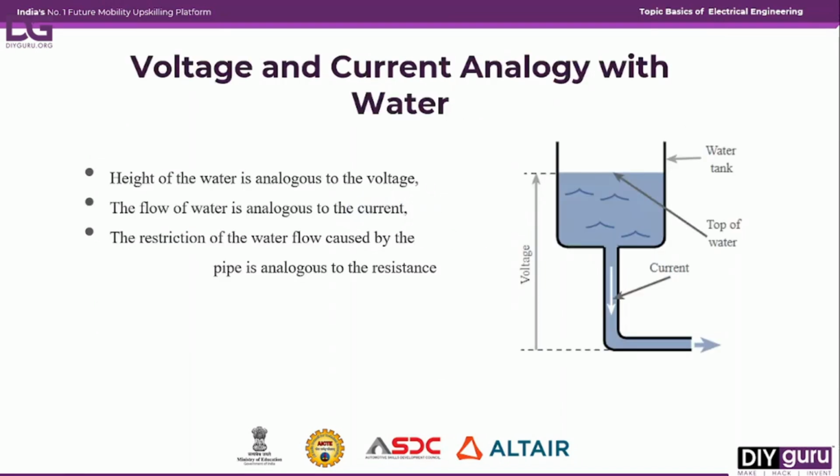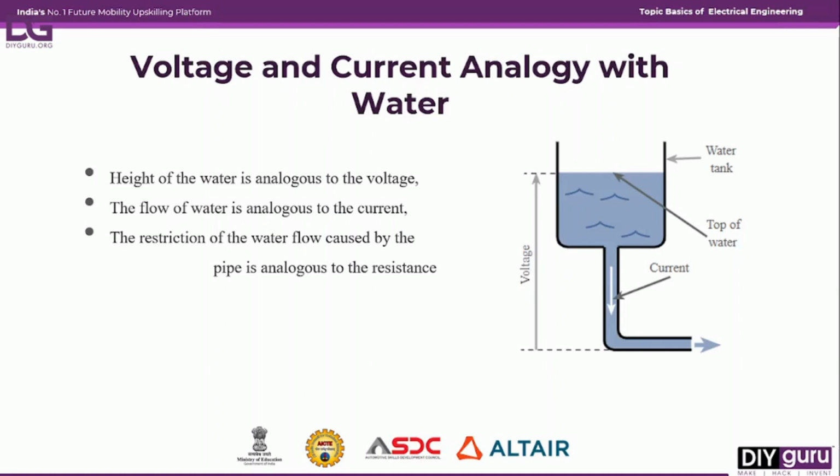Now voltage and current analogy with water. This is just to understand the voltage and current phenomena. You can just neglect this; I have provided this for understanding purposes only. Here you can see there is a water tank filled with water and you can see the pipe over there. The storage of this water or the pressure of the water or the height of the water resembles the voltage, and the water flowing through the pipe is current.